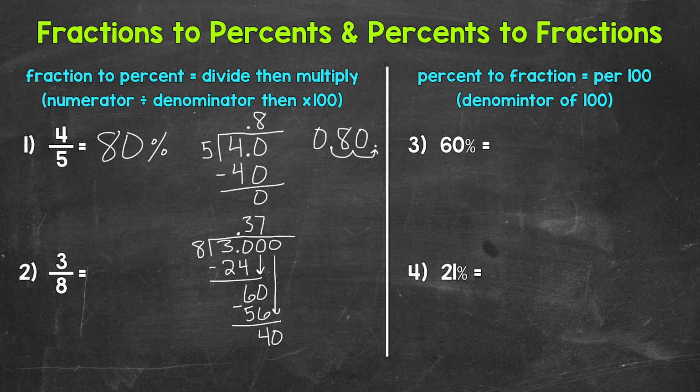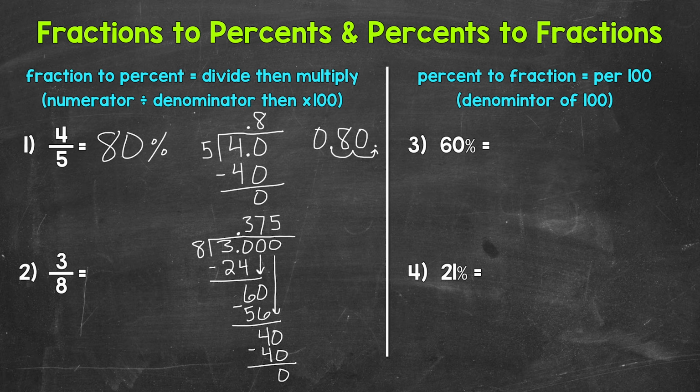40 divided by 8. That gives us 5. And we hit 40 exactly here. 5 times 8 is 40. Subtract 40 minus 40 is 0. Nothing else to bring down within our problem, and we have that clean cut 0. So we are done. So we have our decimal, 0.375, 375 thousandths.